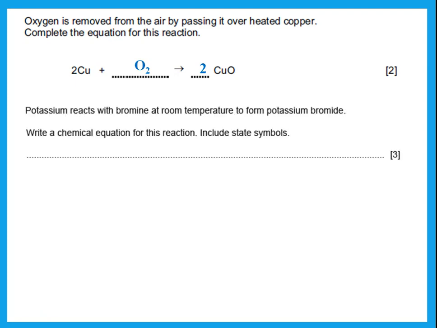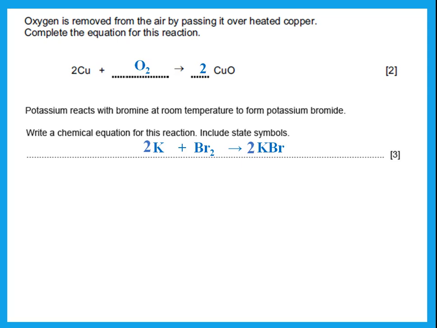Potassium reacts with bromine at room temperature to form potassium bromide. Write a chemical equation and include state symbols. Okay, potassium plus bromine. Bromine is diatomic, so it has to be Br2, to give potassium bromide. Potassium is valency 1, bromine valency 1, so that's how I write it. Now balance. How many potassiums before the arrow? 1. After the arrow? 1. How many bromines before the arrow? 2, so I need 2 bromines, so I put a 2 before the KBr. Now how many potassiums do I have after the arrow? 2, then I need a 2 there.